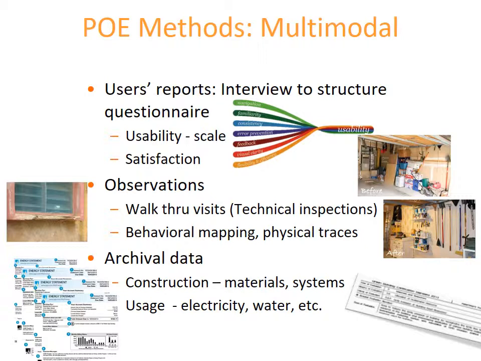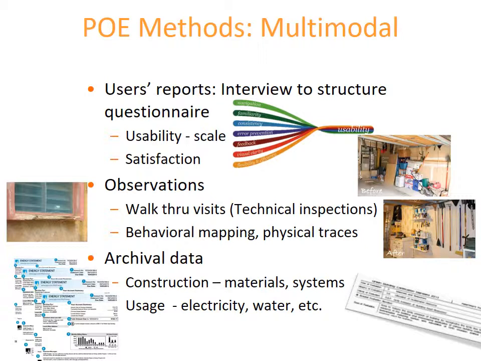Depending on the goal, a POE could include multiple methods. It could be based on interviews or structured questionnaires. For example, if you want to measure the level of usability of the space and the design, or satisfaction. It can include observations, walk-through visits for technical inspections, for example, or behavioral observations, mapping physical traces and so forth to make sure that the space is adequate for the needs of the user.